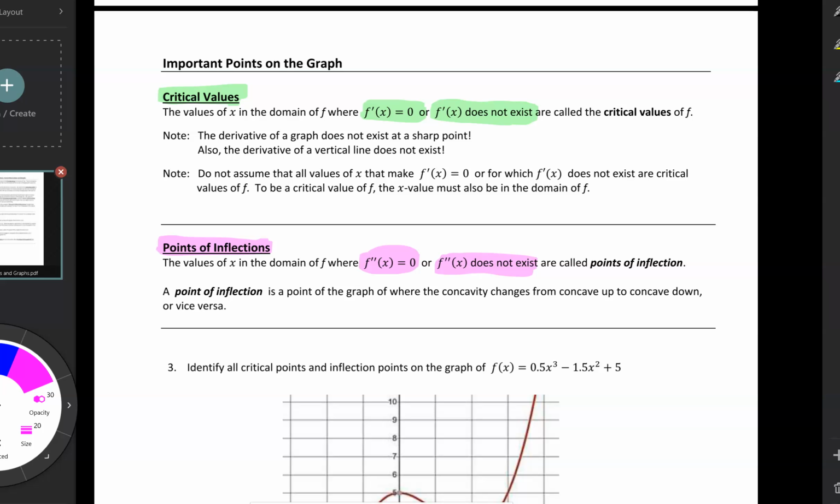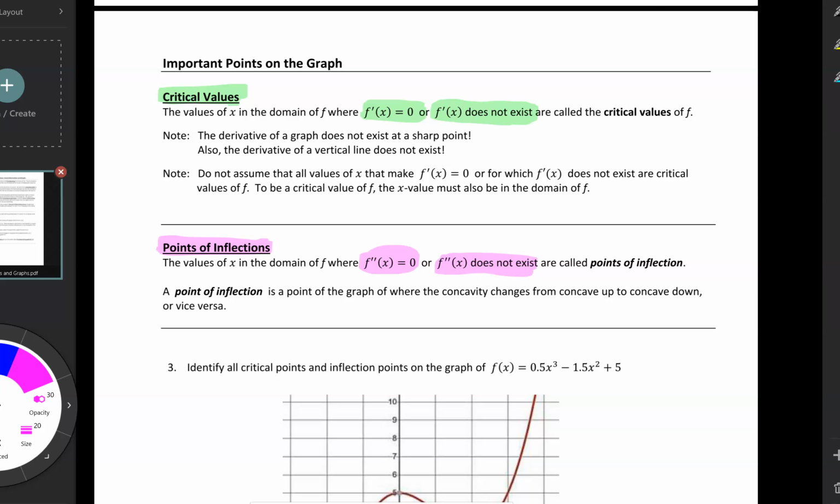Critical values and points of inflection have to be in the domain of the function, just a heads up. But since we have polynomials, the domain is all real numbers. There's no asymptotes, there's no holes or anything. So we don't have to be so worried.